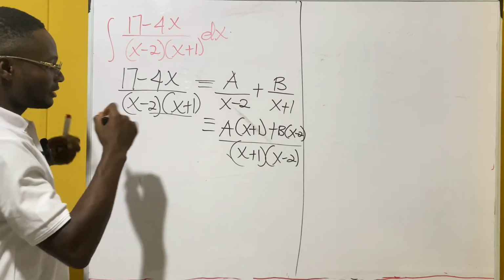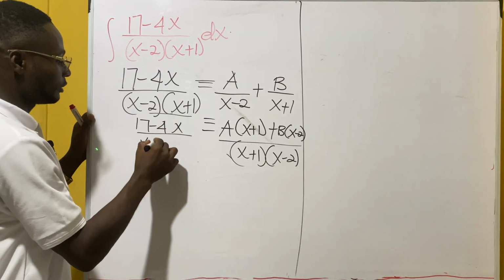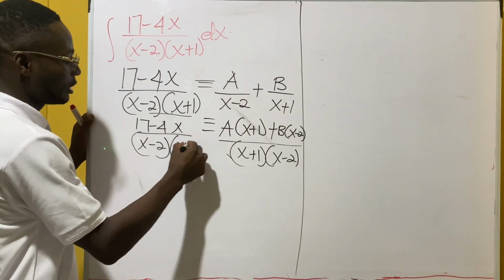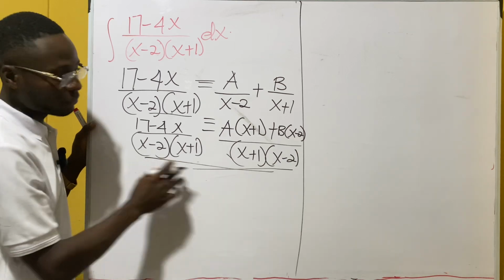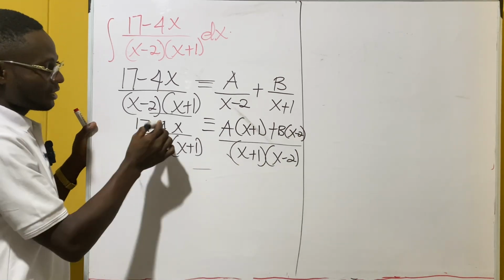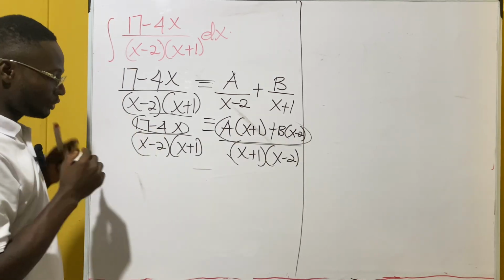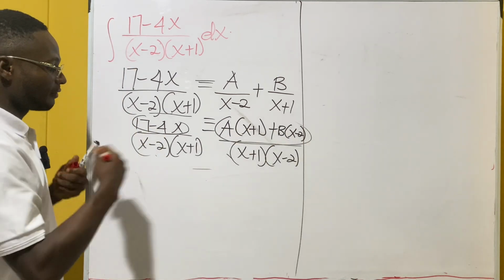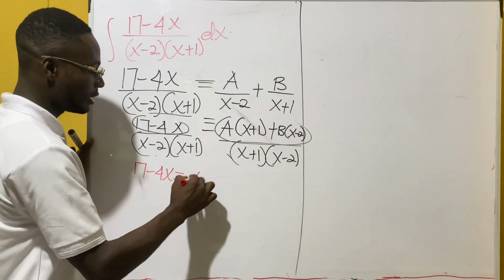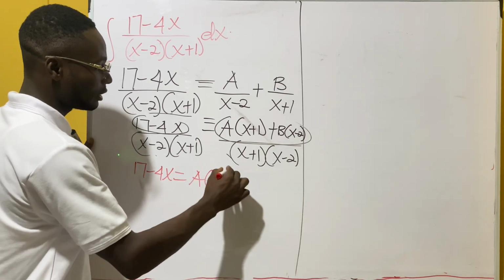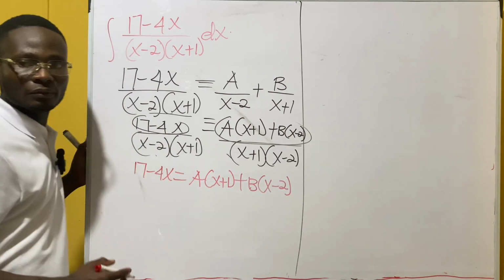So let me write this here. All over x minus 2, x plus 1. So we can see that our denominators are the same. So what we do is equate this to this. So when we do that, we're going to have 17 minus 4x equals a into x plus 1 plus b into x minus 2.